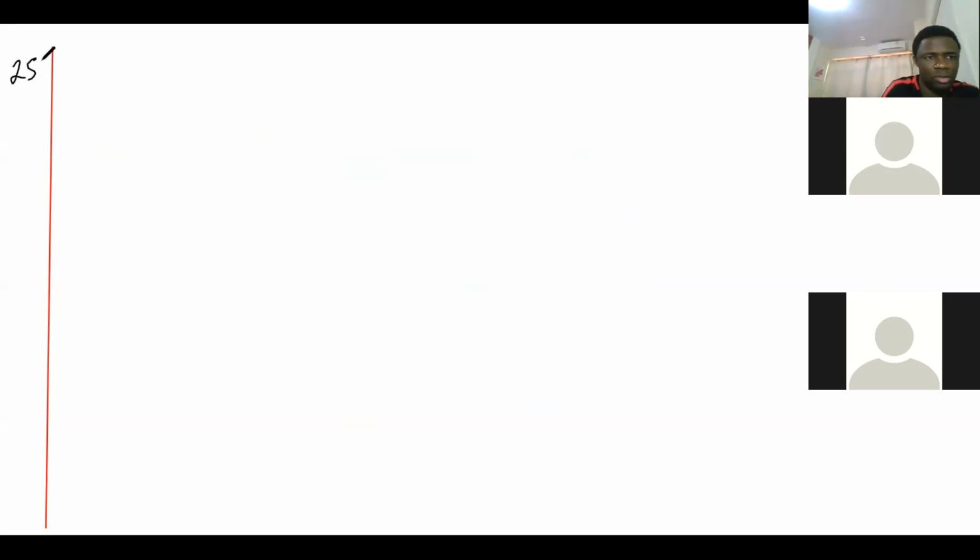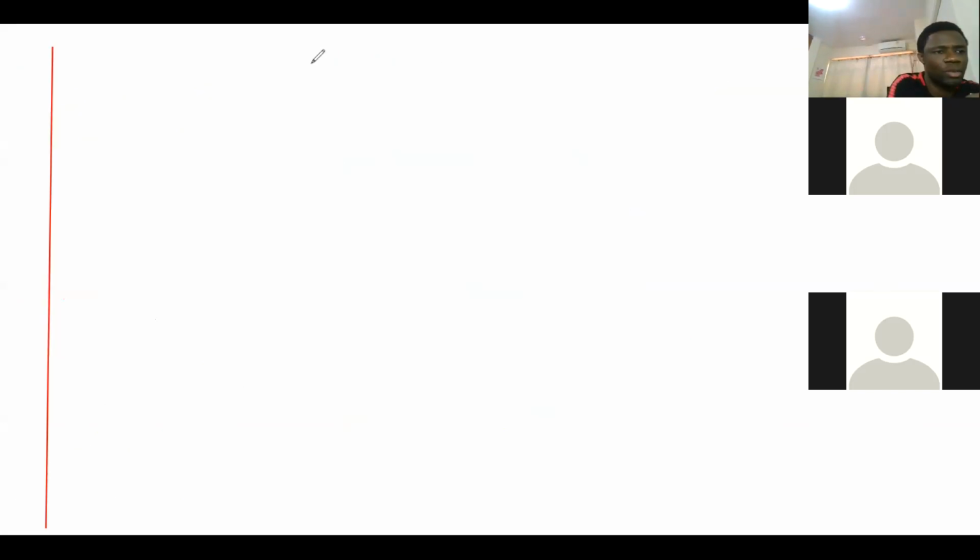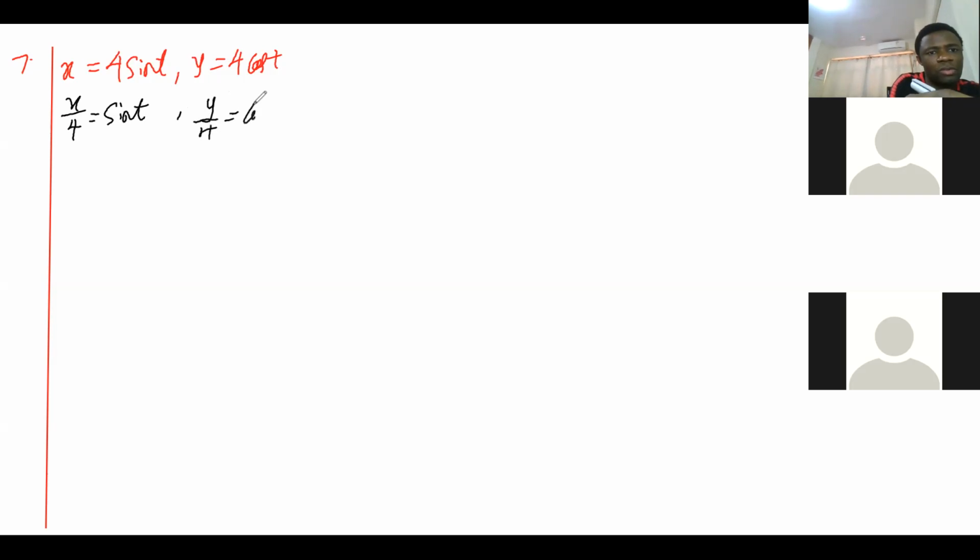So it's not question 5. I think it's question 7. All right. So we're going to do it together in case anybody doesn't understand what you just said, but that's exactly what we need to do. So this is 4 sine t, this is 4 cos t. So what he has done is x divided by 4 equals sine t, y divided by 4 equals cos t.